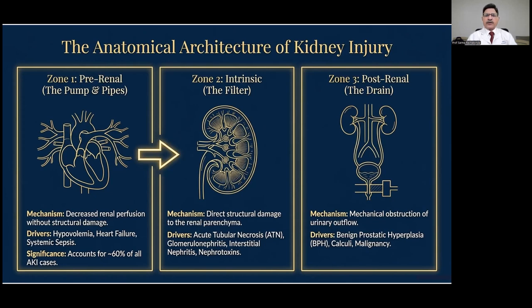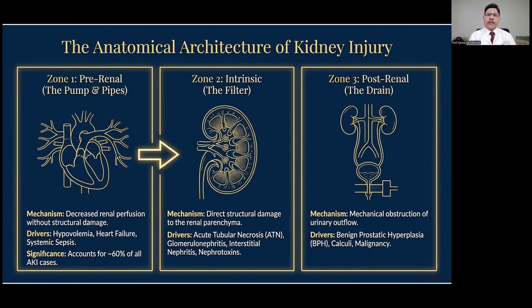Second one, direct structural damage to the parenchyma. Drivers are acute tubular necrosis, glomerulonephritis, interstitial nephritis, nephrotoxins. And zone 3, the post-renal: mechanical obstruction to the urinary outflow. Drivers are BPH, calculi, malignancy. This is how we used to understand AKI in 3 zones.